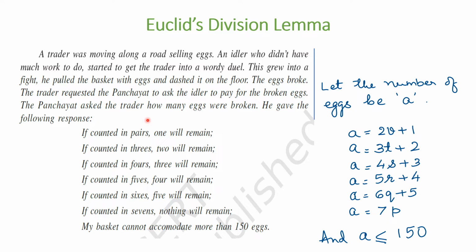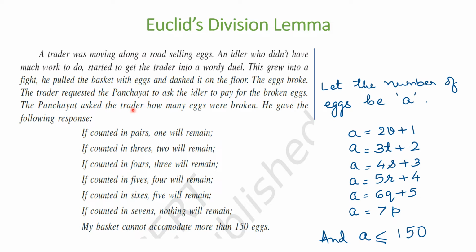In order to explain Euclid's division lemma, I have taken the puzzle that has been given in your NCERT textbook. And I am trying to explain to you how we solve this particular puzzle. There is a trader who is selling eggs, and he has a wordy duel with an idler. This grew into a fight, and the idler pulls the basket with eggs and dashes it down onto the floor. The eggs are broken.